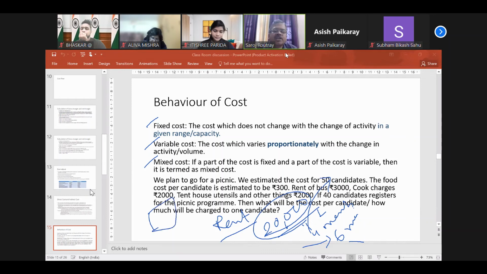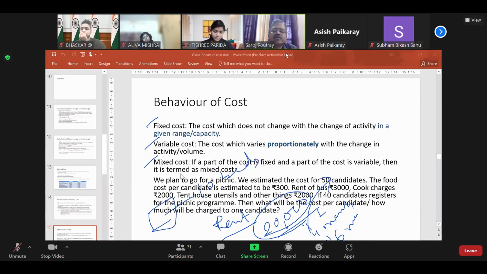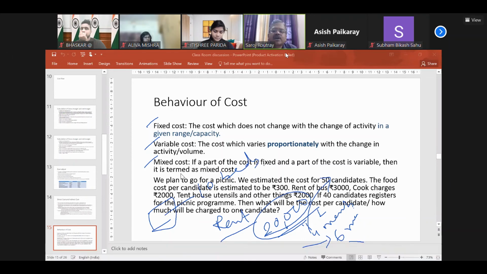There is a hostel where there are 10 beds. For individual beds, 2,000 rupees is charged. This is a variable cost. If 9 beds are occupied, the cost will be 18,000. If 10 beds are occupied, the cost will be 20,000. So this is a variable cost.